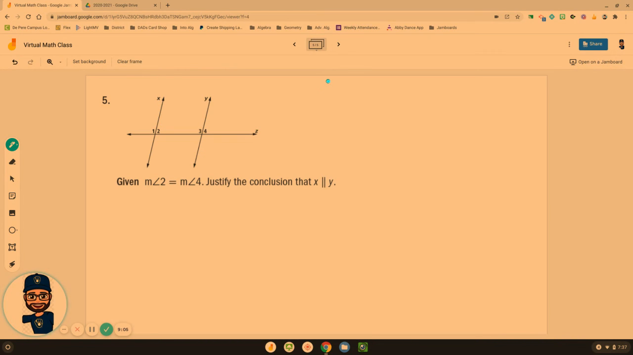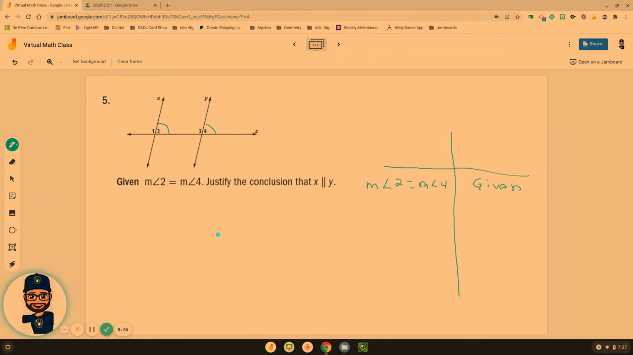Given that the measure of angle 2 is equal to the measure of angle 4, we need to justify that x is parallel to y. So we're going to start with the given. The measure of angle 2 equals the measure of angle 4. What allows me to say that? This is the given. So if I look at the diagram, that means this angle right here is congruent to this angle right there.